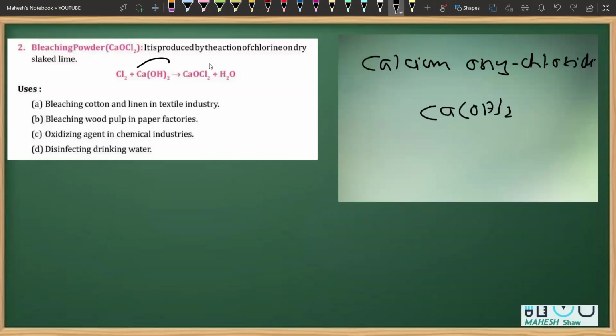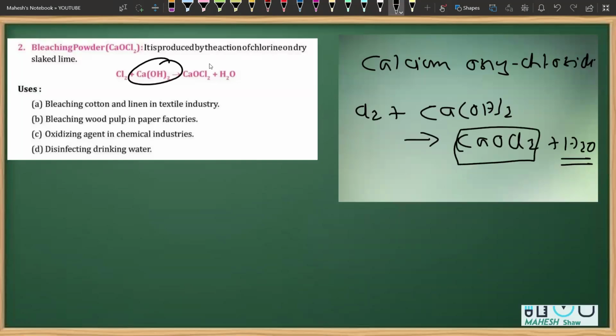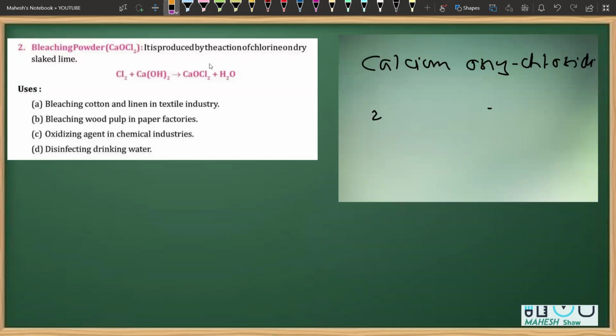So over the dry slaked lime, when chlorine gas is added, what we get is calcium oxychloride, and water is released. Now this is what bleaching powder is. Now we'll talk about its applications.